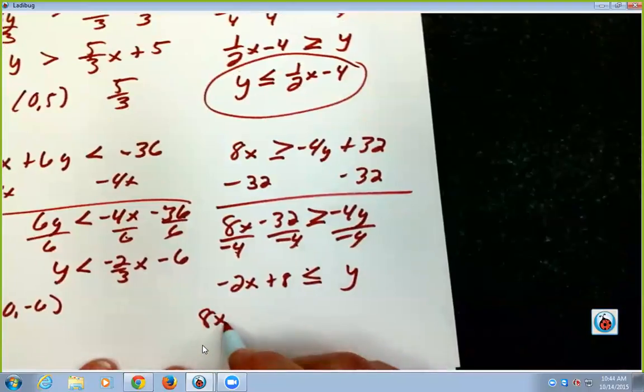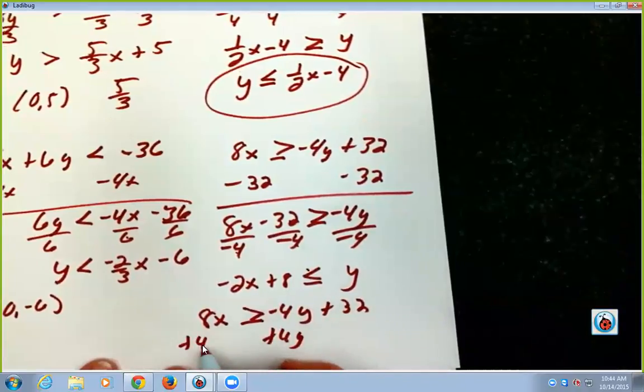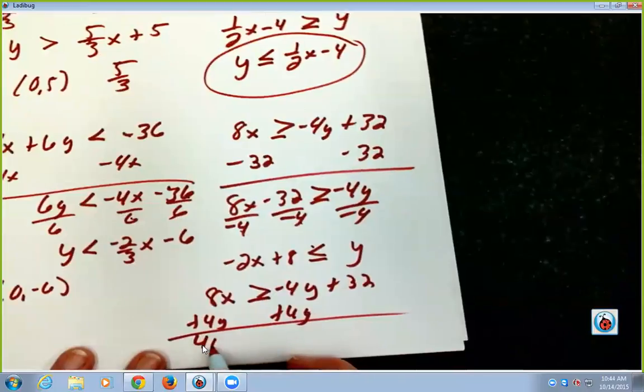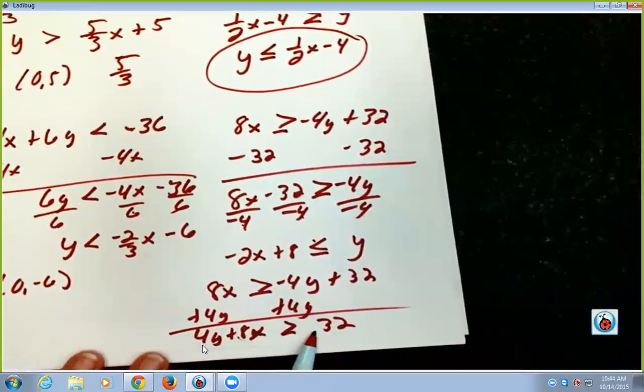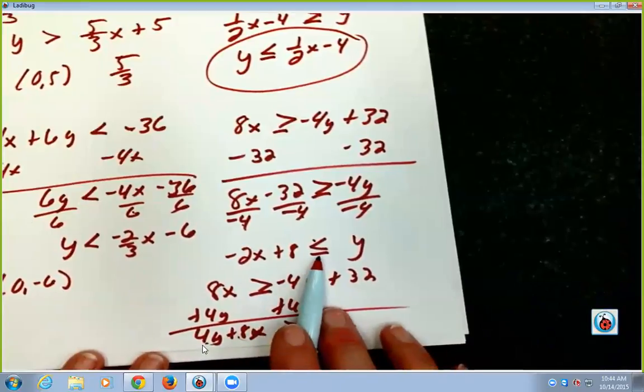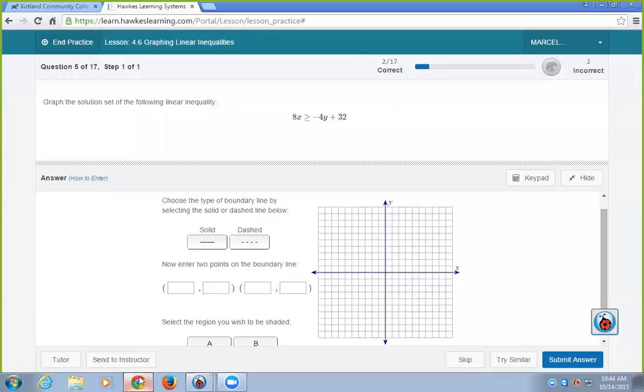But if you move the 4y over and get 4y plus 8x is greater than or equal to 32, notice when you move the x over, the y is going to be positive. I don't have to flip that. But notice it still comes out the same because I really have to have a greater than in there. So be extra careful with the ones that have negatives with the y's when you're doing those problems.